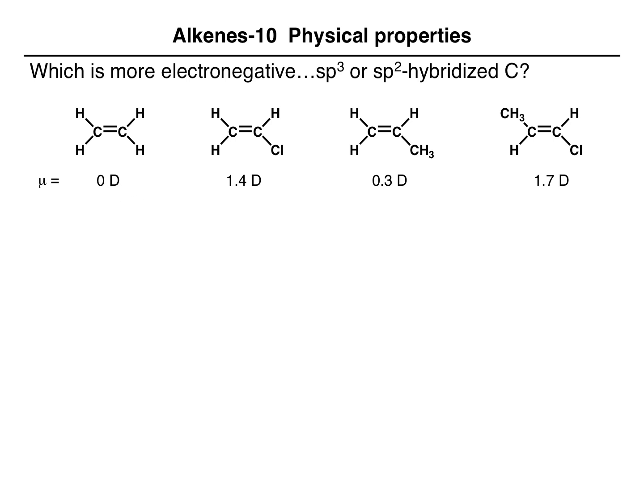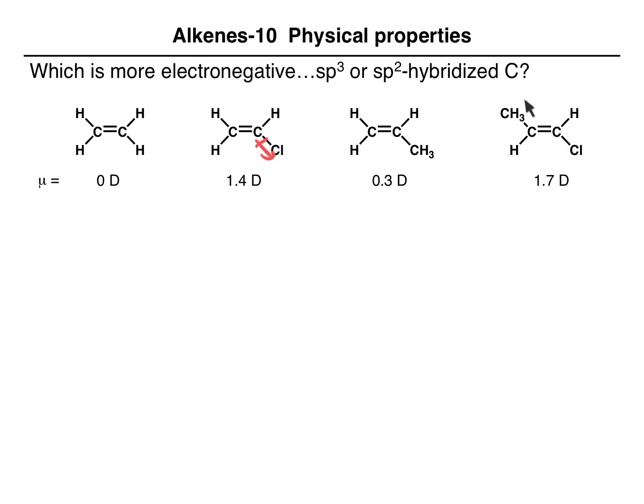D for debye is the units. If we have chlorine connected to the alkene, then this gives us a dipole moment of 1.4. We know that chlorine is more electronegative than carbon, so we know that bond dipole is going in that direction. When we have a methyl group, we measure a dipole moment of 0.3, but we don't know if our bond dipole is pointing in this direction or in this direction.